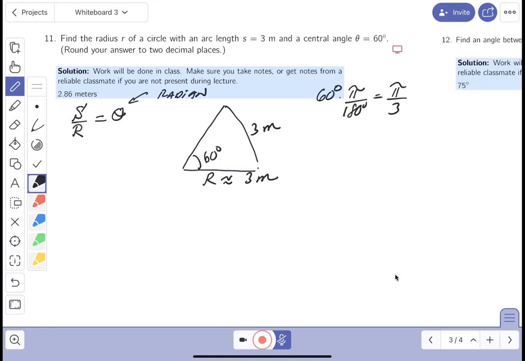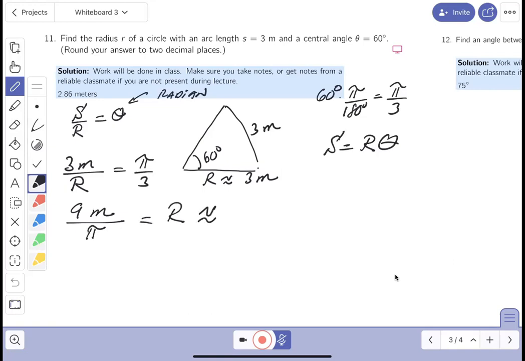So what do I have over here? S is 3 meters. R, I have no idea what that is yet. I think it's around 3, by the way, is equal to pi over 3. By the way, the other formula that we wrote down is S equals R theta. You can also use that. It's really the same thing as S over R equals theta. I have to solve for R. What would you get? Well, you get 9 meters over pi. Very simple algebra, by the way, multiplying both sides by R and multiplying both sides by 3 and dividing both sides by pi.